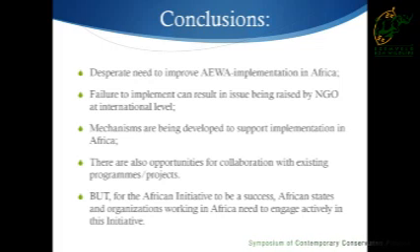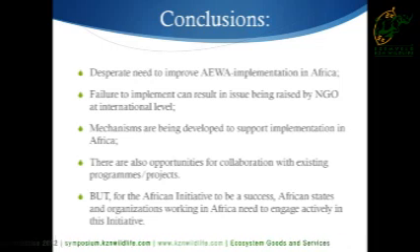But ultimately, and the final point I'd like to make is that if this African initiative is actually going to be a success, African states and African organizations need to take ownership of it and need to be actively involved in its implementation and in making use of those opportunities which are available.